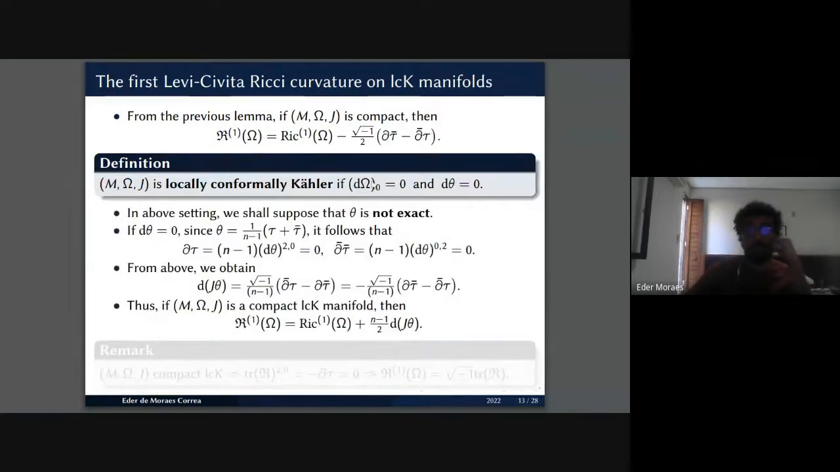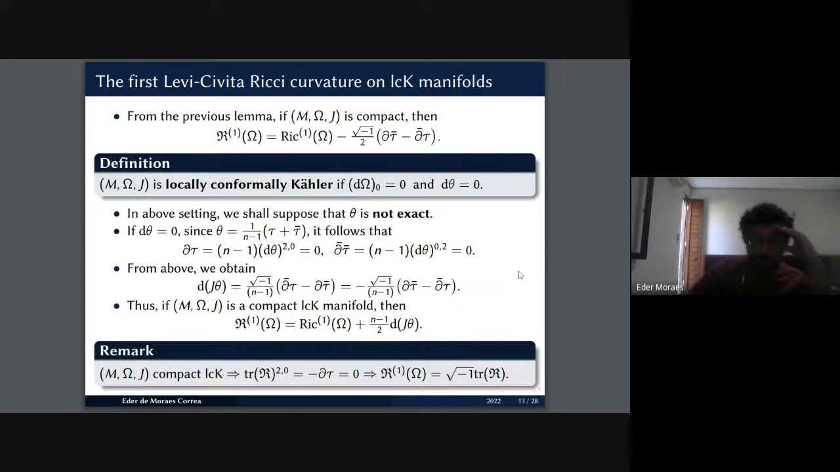And since in this talk we are concerned about non-Kähler manifolds, we will suppose that the Lie form is not exact, right? So in this case, if the Lie form is closed, from this decomposition we can show the vanishing of this differential form, right? And from this we can write the derivative of J applied to the Lie form in this way, and we can replace this in the previous expression, and what we obtain is this description, right?